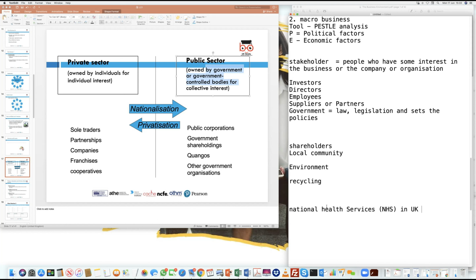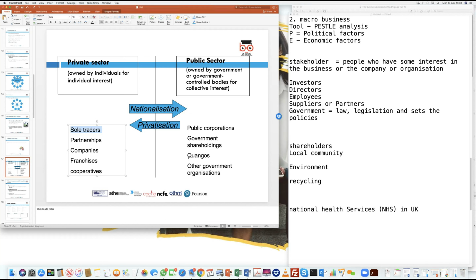So when we look at the classification of businesses, anything which is owned by the government or by the members of public will become a public sector business. Anything which is owned by an individual will become a private sector business. Now in private sector, we have different types: sole traders, partnership companies, franchise, and cooperative. And in public sector, we have businesses which have government shareholding. That means that the majority of the share is owned by the government in that organization.